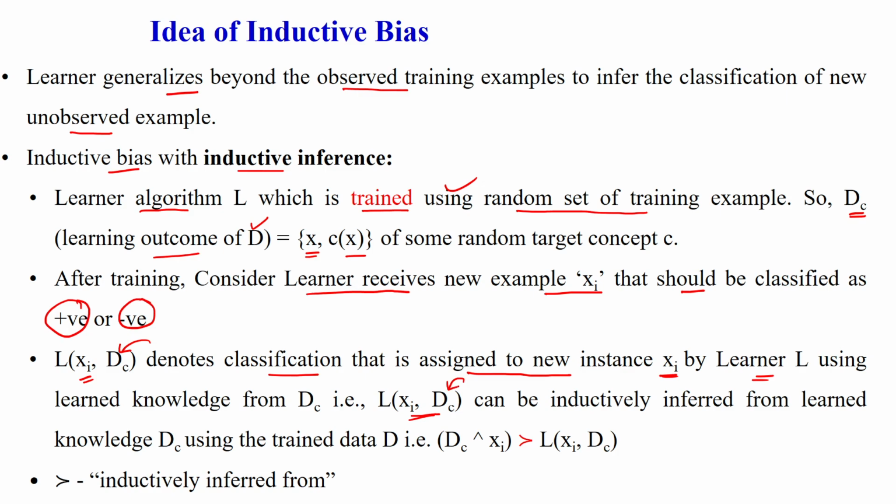Here the knowledge of the learned system DC, used for classifying the new sample xi, can be denoted as inductively inferred from the learned knowledge DC using the trained data set D. So this can be represented as learned knowledge from the data set D, with the new testing sample inductively inferred from the learning system to classify the new sample with respect to the data set knowledge, the knowledge gained from the training phase using the data set D. So this symbol denotes inductively inferred from.